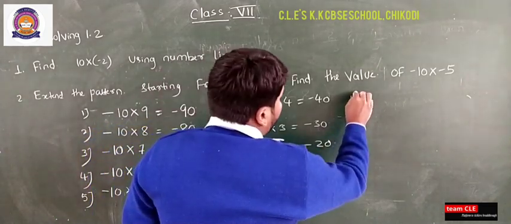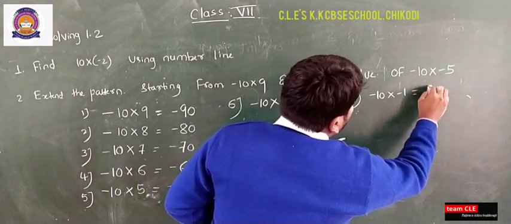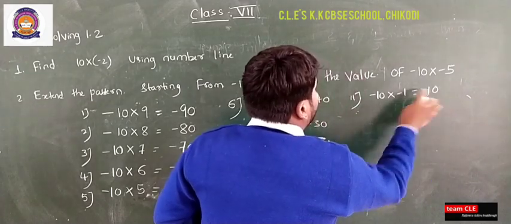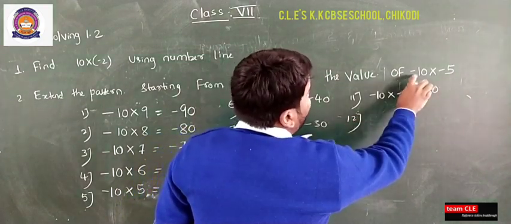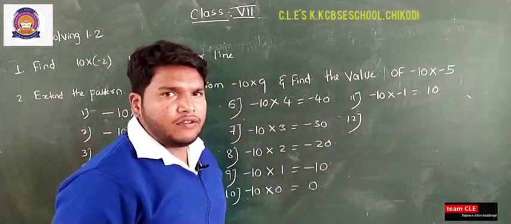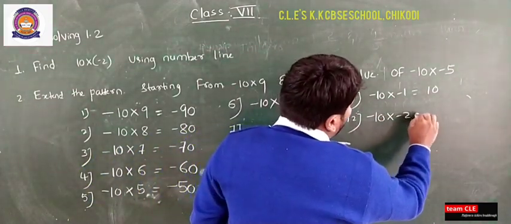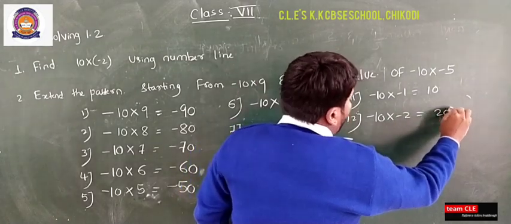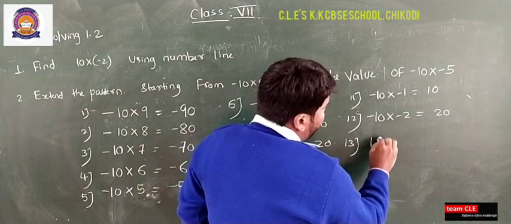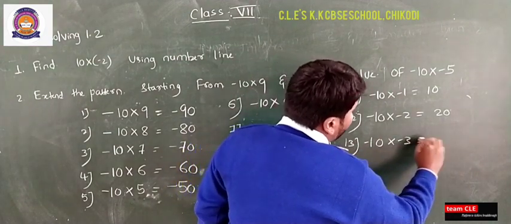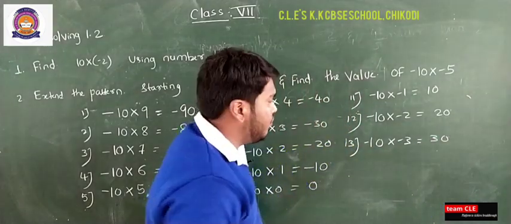Now coming to the 11th one, that is minus 10 into minus 1, which is equal to 10, because 10 into 1 is 10, minus into minus is plus. Okay. Similarly, 12th one, they told us to find the result of minus 10 into minus 5, and we need to stop there. So next is minus 10 into minus 2, it is 10 twos are 20, and minus into minus is plus. Similarly, 13th one, minus 10 into minus 3, which is equal to 30, because minus into minus is plus, and 10 into 3 is 30.